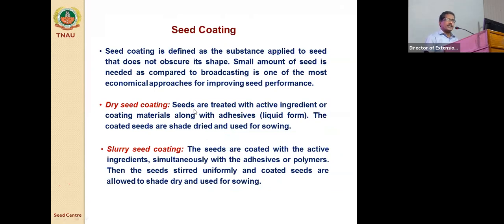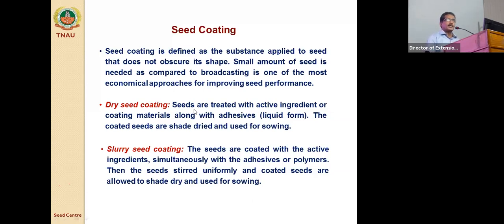Here, seed coating is nothing but a thin coating, a single thin layer of polymers or any chemicals. That is called seed coating. In seed coating, we will not make any change in the seed size and shape, especially shape, because it's a thin film coating over the seeds. It will not obscure the seed size or shape.